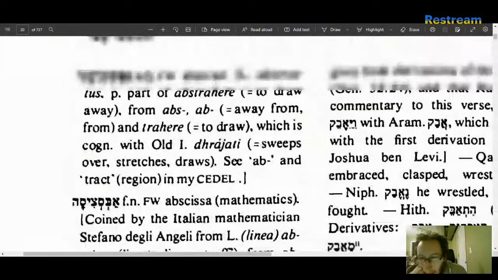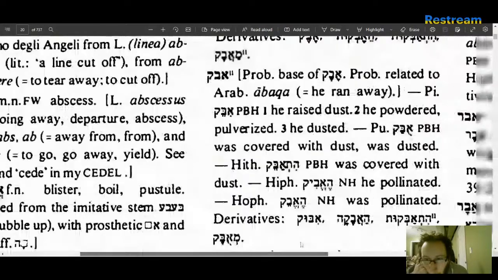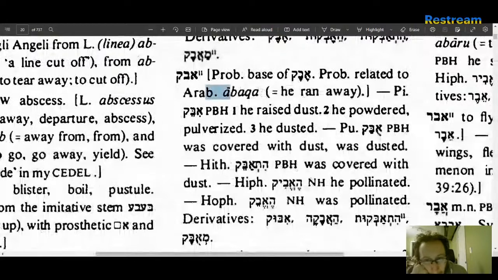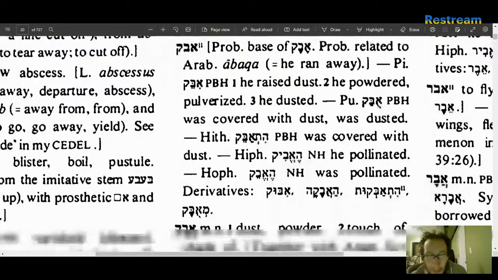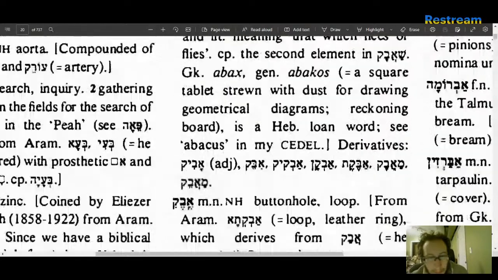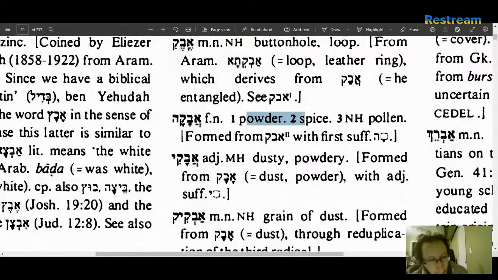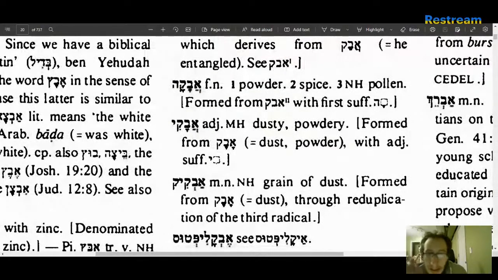Yeah, so we just covered this dust. Well, here's another one. Abak is to run. Probably related to the Arabic abaka, he ran away. So he raised dust, he powdered, he dusted, he was covered with dust. So it's directly related to the word for dust. Powder or spice, pollen, basically comes from the meaning of dust. Because if you think about it, instead of dust, it might be more like powder, and dust is a form of powder. So like spice is in a powder form, pollen is like in a powder form.